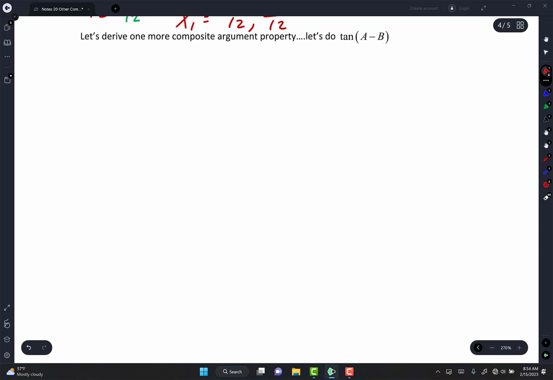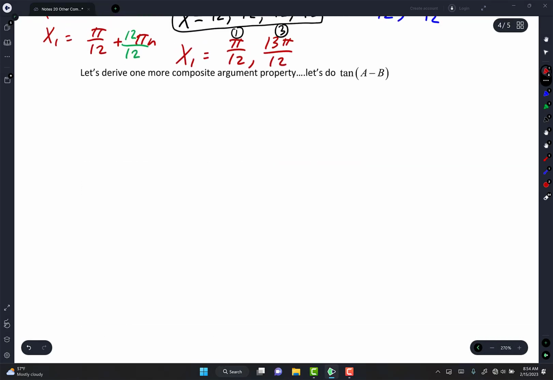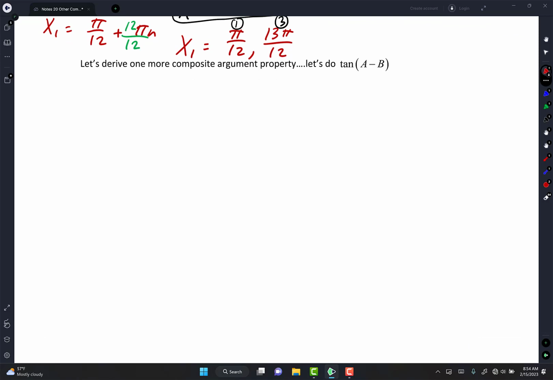One more. And remember, if all this stuff is just gibberish to you guys, we're just verifying, we're telling you where these formulas come from. They're all on the last page, so we're almost done. One more. Tan A minus B. So here we go. I'm going to write tan A minus B.